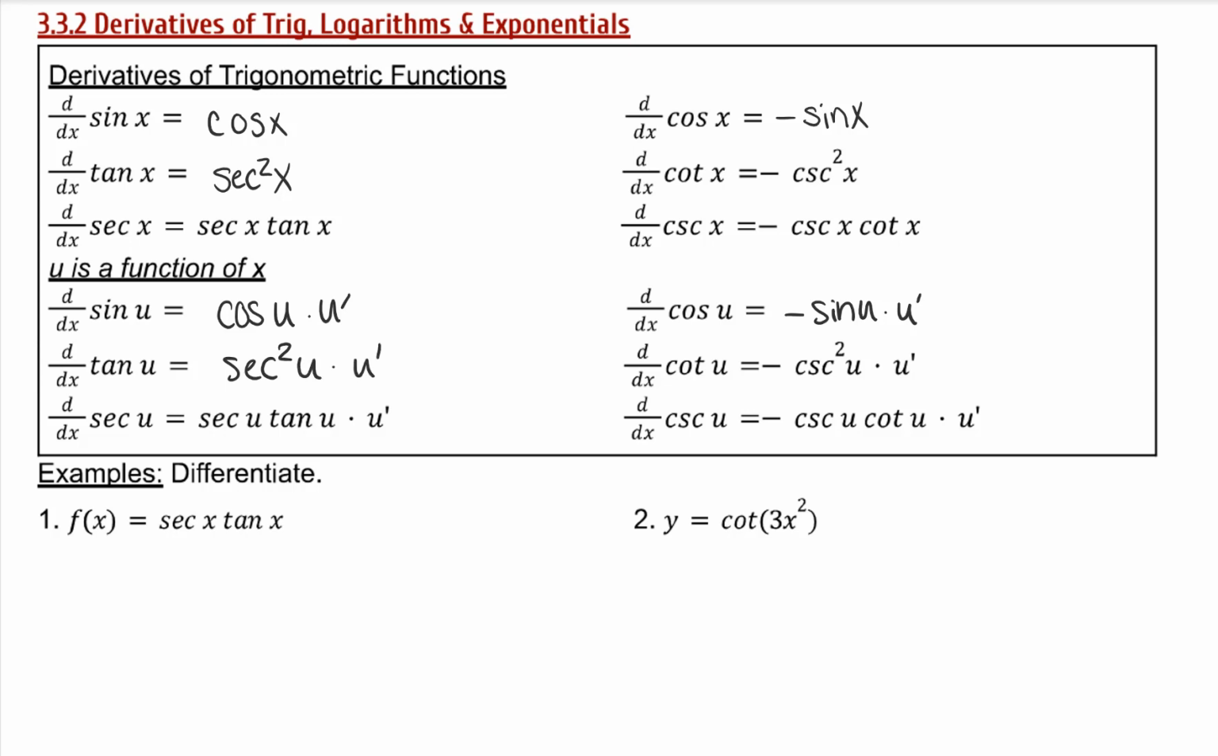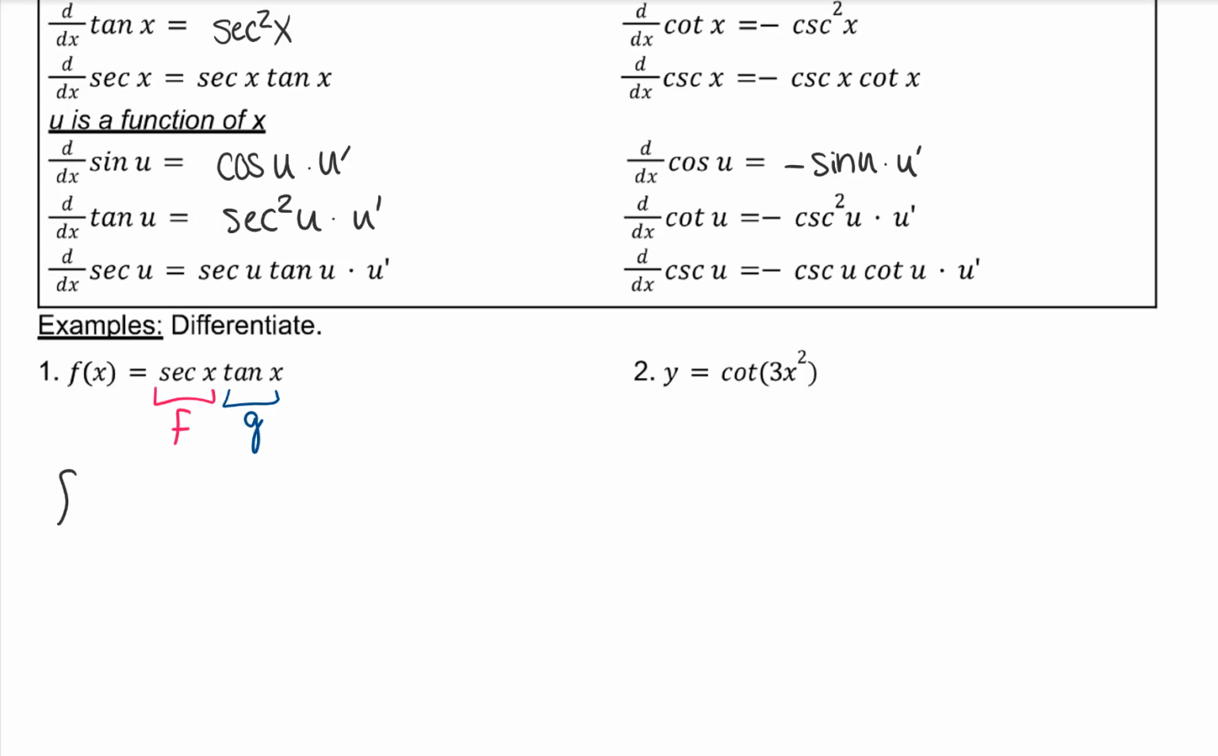For number 1, we have secant x times tangent x. Because secant is 1 over cosine and tangent is sine over cosine, using reciprocal or quotient identities is not going to help us make this any simpler. So you may notice that you have a product of two functions. We'll call that f and g. The product rule is f dg plus g df.